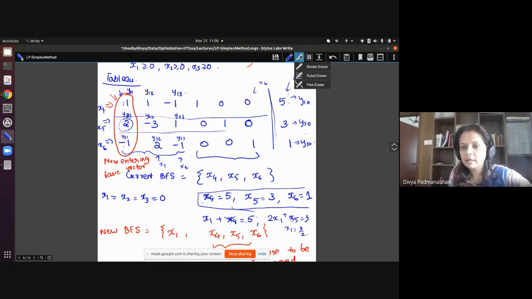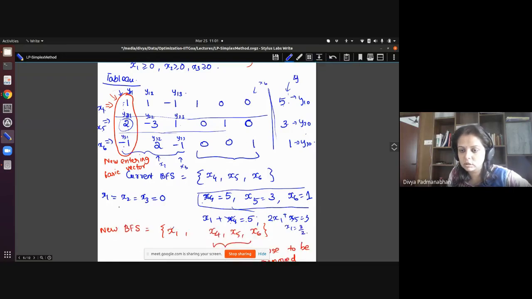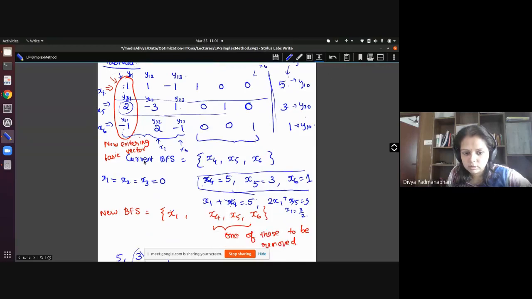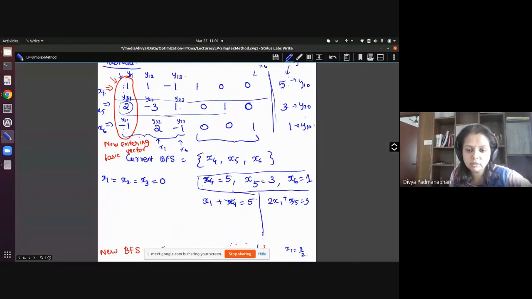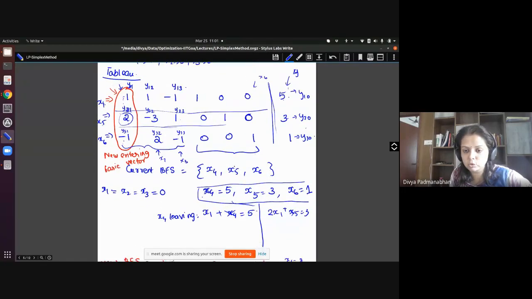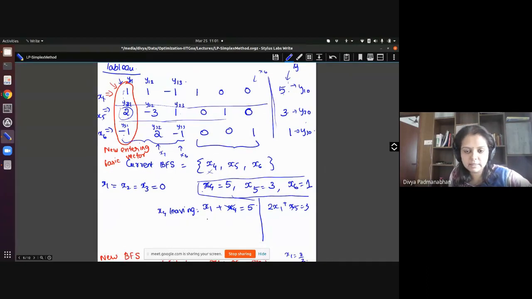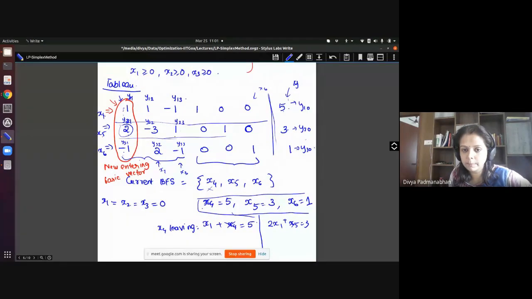Let's write these cases for what happens in this example itself. Suppose x4 was going to leave here. So x4 leaving would mean that x1 would be 5. Can you tell me what is going to happen to x5 and x6, what these values would be?